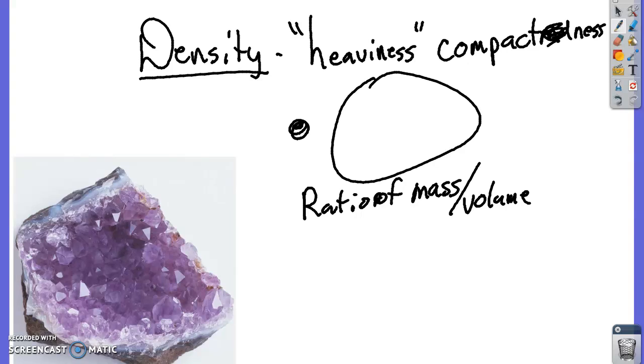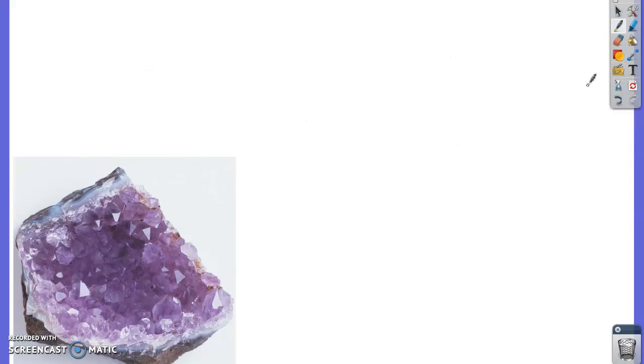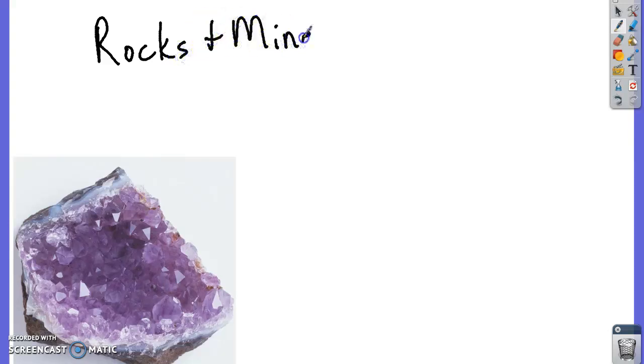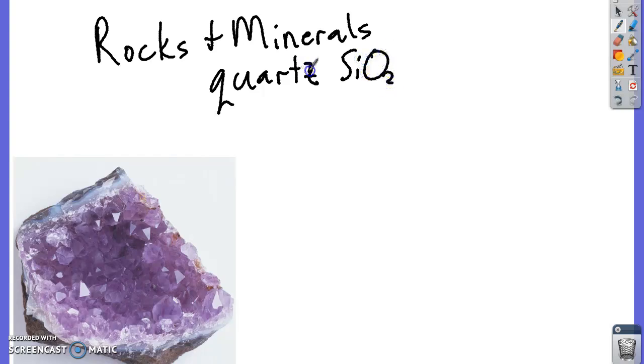Now, I want to talk for just a second about the difference between minerals and rocks, and this gets a little confusing because it is confusing. But sometimes there is no difference. For example, quartz, which is silicon oxide, is a mineral. It forms crystals. It has a particular formula that it always forms. And although it can have impurities and be different colors.